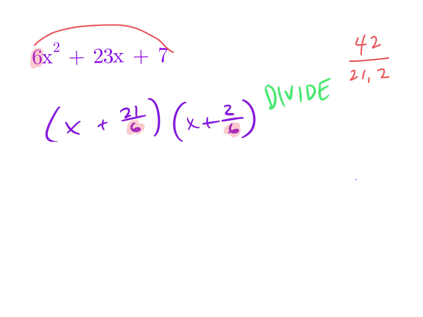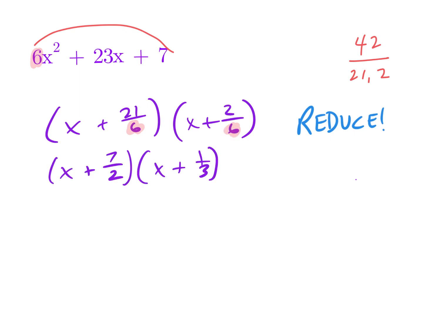Of course, the next thing you have to do is reduce. Okay, so you have to reduce those fractions. So 21 over 6, what is that? 7 over 2. This is 7 over 2. What's this? 1/3. 1/3. So that's really important. You got to reduce. Okay, so we did the slide. We did the divide. Reduce is not in there, but you just have to do that.